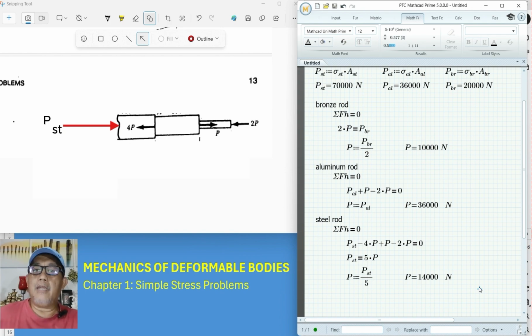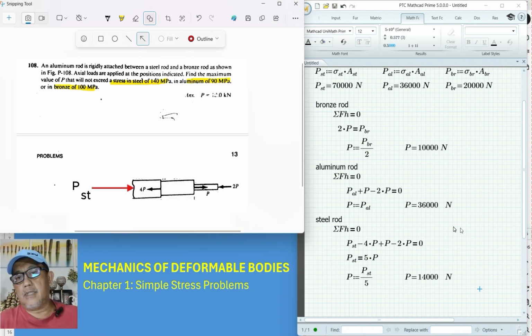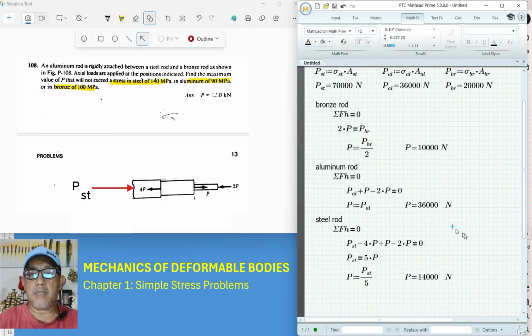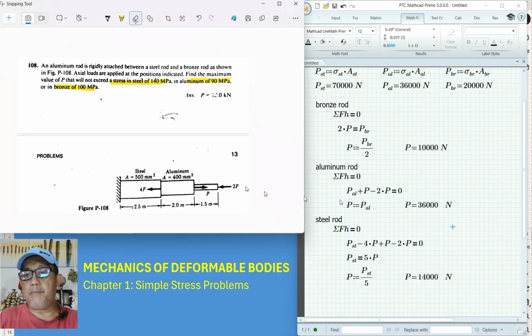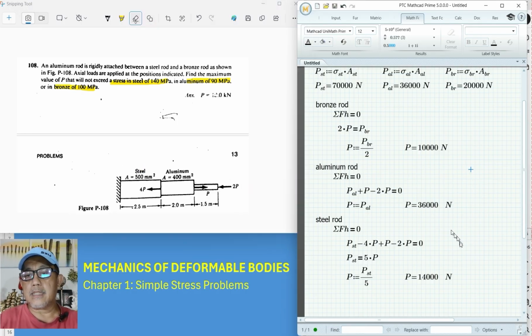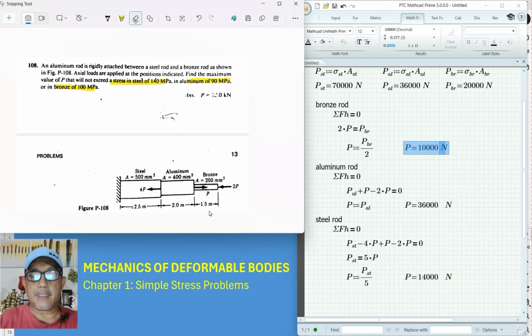So which is the correct value? The problem says find the maximum value. We have to be careful with the word maximum here, because maximum doesn't always mean the bigger answer. What it means is the biggest P that the whole system can carry. Let's erase this one. We have three possible answers: P equals 10,000, 36,000, and 14,000 newtons. And the correct answer, the maximum load, is P equals 10,000 newtons. Why? Because if we apply P equals 10,000 newtons, this bronze here is going to fail first. At 10,000 newtons, P sub BR, or the internal force, will reach 20,000 newtons, and that's its maximum.